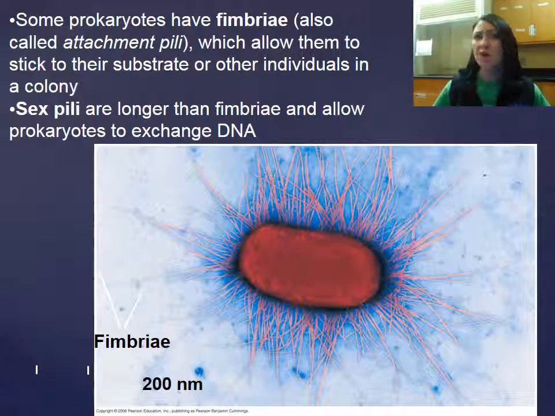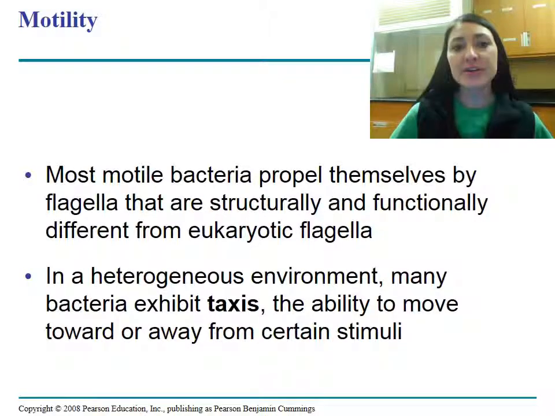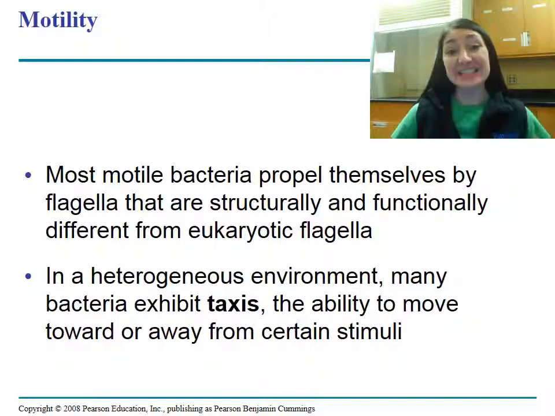Sex pili are longer than fimbriae and allow prokaryotes to exchange DNA. So you can have the exchange of DNA between two adult cells, creating genetic variation between prokaryotes. If your bacteria is motile, it can propel itself through an environment using flagella, which is structurally and functionally different from a eukaryotic flagella. It is an amazing motor.